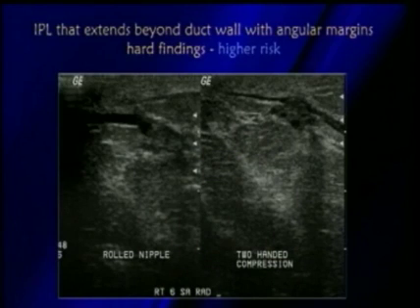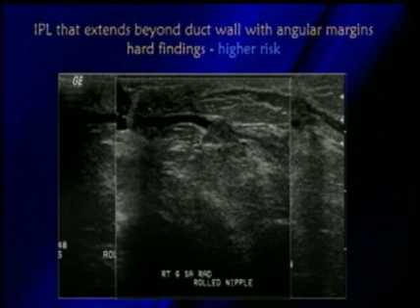So this is showing you an intraductal papillary lesion. You can see the normal duct and the fluid. It is larger than the size of the duct. It also has angular margins extending throughout it. This is just showing you, here's the normal duct with the ductal ectasia, and you can see these angular margins coming off of it, and the papillary lesion is larger than the amount of fluid inside of that duct. So these are definitely hard findings, the angular margins, larger than the size of the duct.